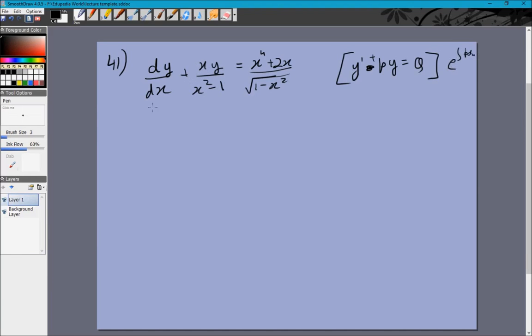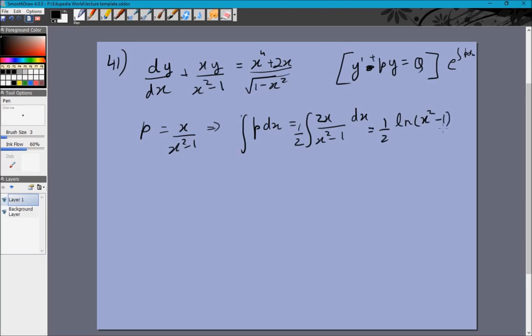So p is x by x squared minus 1, which means integral of p dx is integral of x by x squared minus 1 dx. Just multiply this by 2 and take half here. If we take x squared minus 1 is equal to t, 2x dx is equal to dt. So what we get is half of ln of x squared minus 1, the integral of 1 by x. Right, and obviously we can add plus c as well. C will actually cancel out, so it won't make much of a difference.